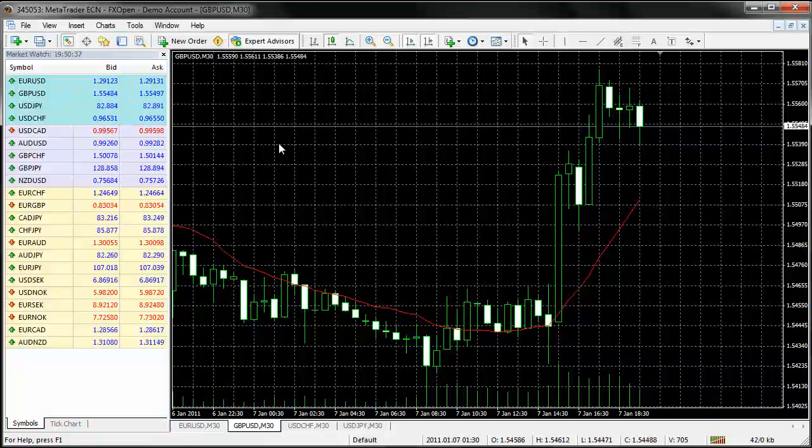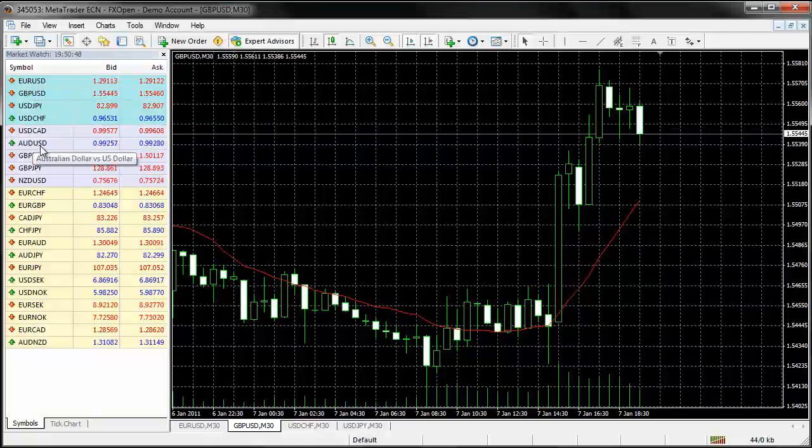Alright, now in the Market Watch you have three columns: the symbol column, the bid, and the ask price. Now you might not understand what these currency pairs mean, they're abbreviations, but if you hover over each one of them, you'll get a caption that comes up and lets you know what the currency pair is. Now also we have a bid and ask column.